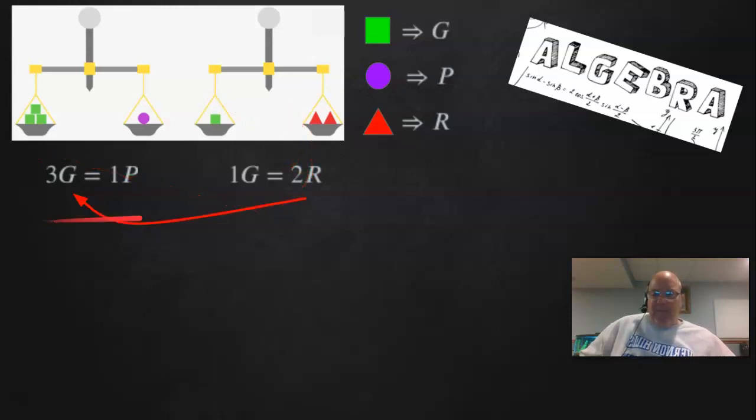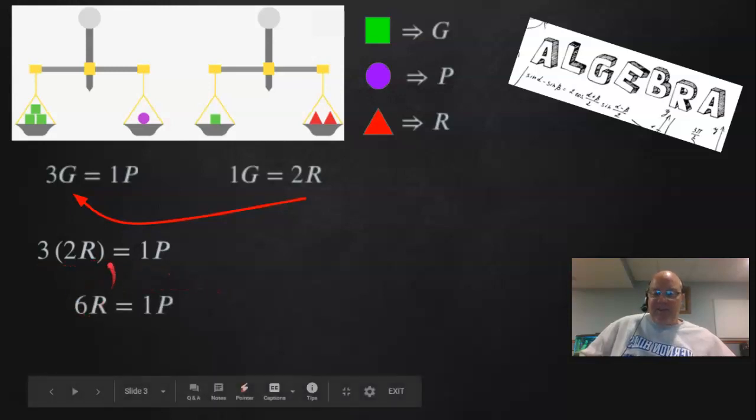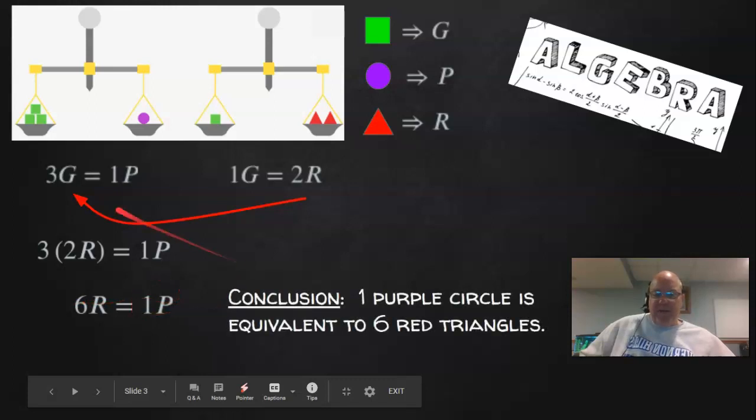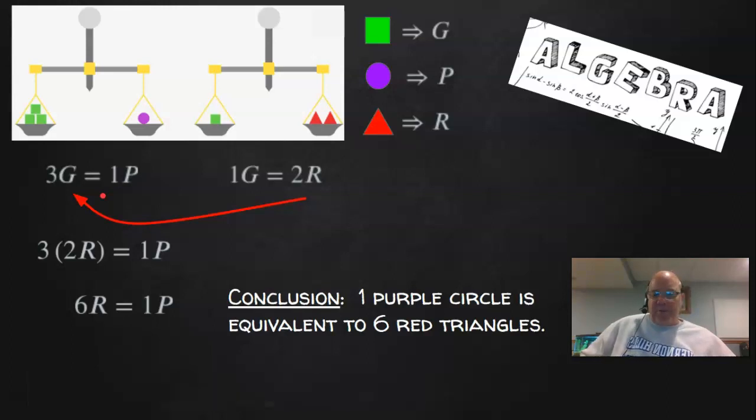So I rewrite my equation on the left-hand side, and I say, instead of 3g equals 1p, I say 3 times 2r equals 1p. That means 6 red triangles is equivalent to 1 purple circle. And again, you could do this logically. It's a multi-step logical approach, but we can also do it with algebra, which is sometimes a little bit more efficient way to come up with answers.